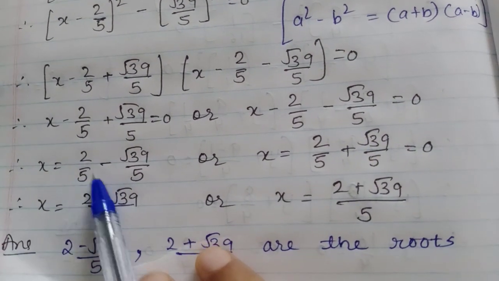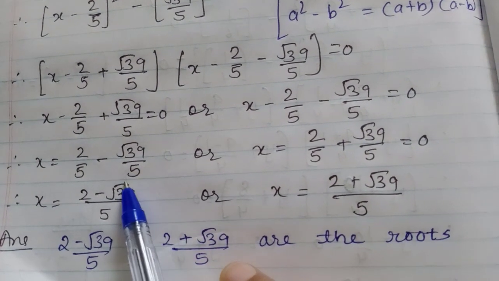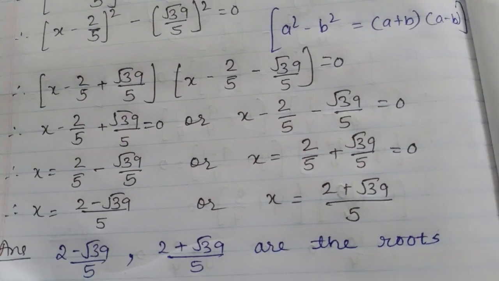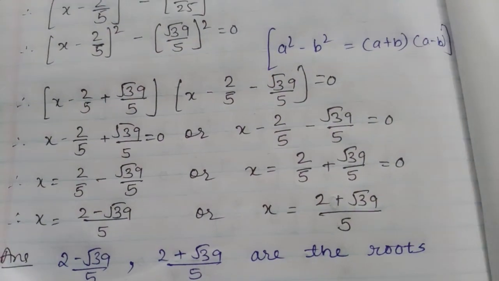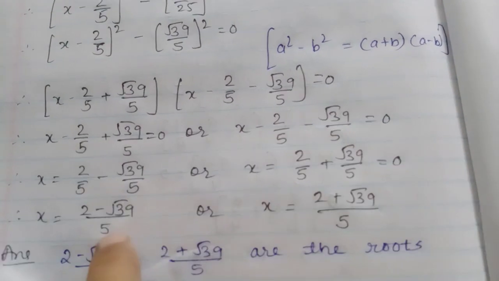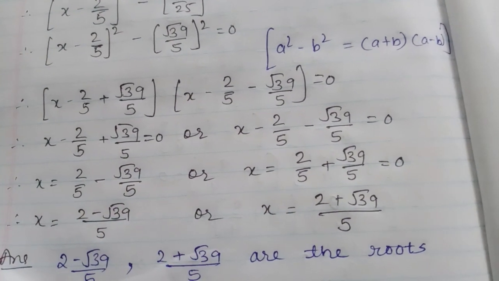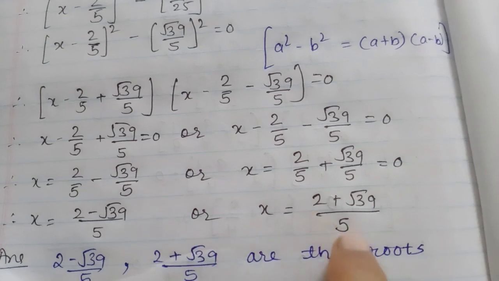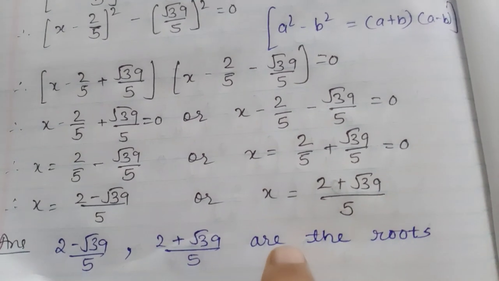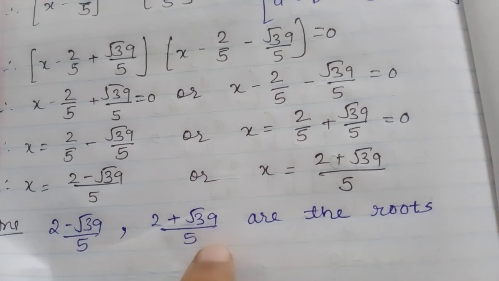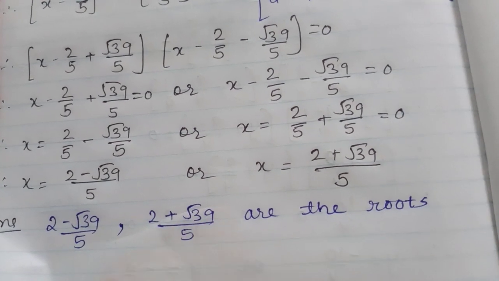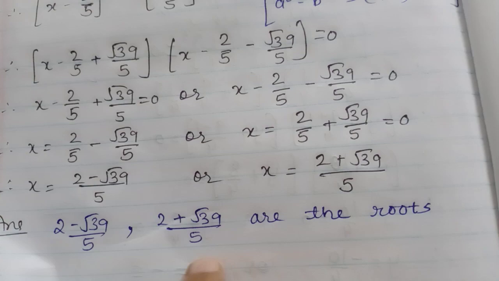So x equals 2/5 minus root 39/5, or x equals 2/5 plus root 39/5. So when we take the LCM, we will get x equal to (2 minus root 39)/5, or x equal to (2 plus root 39)/5. So (2 plus root 39)/5 and (2 minus root 39)/5 are the roots of the given quadratic equation.